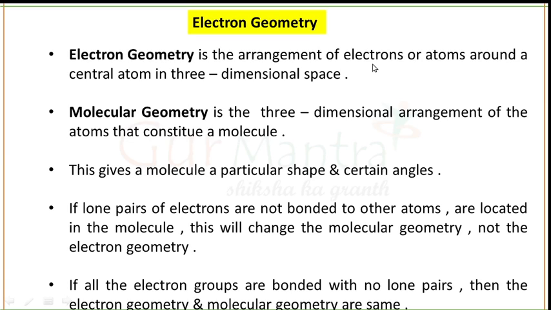If lone pairs of electrons are not bonded to other atoms, that is, if free lone pairs are present in a particular molecule, this will change the molecular geometry but not the electronic geometry. If all the electron groups are bonded with no lone pairs, then the electron geometry and molecular geometry are the same. These two points are really very important. You have to remember these two points.